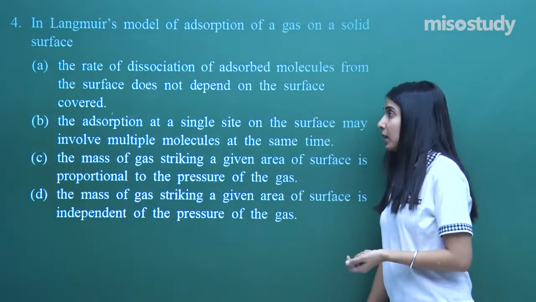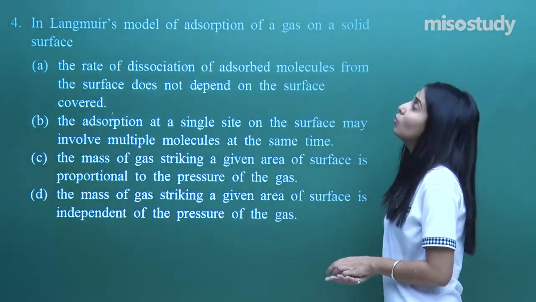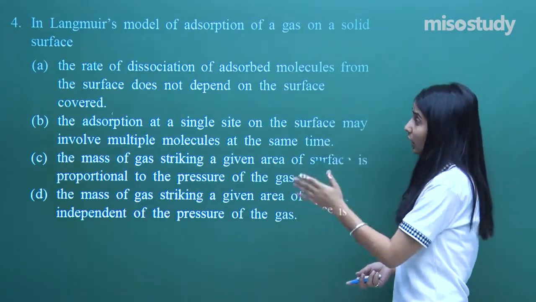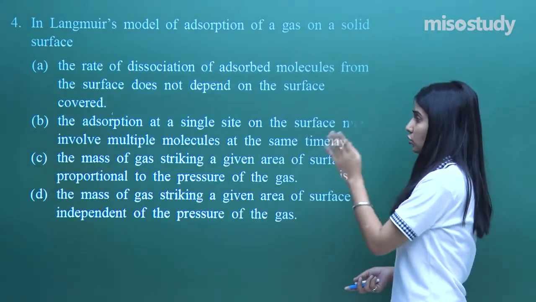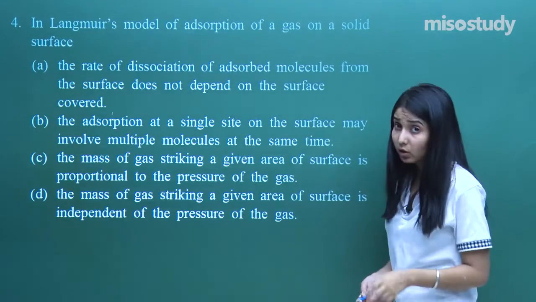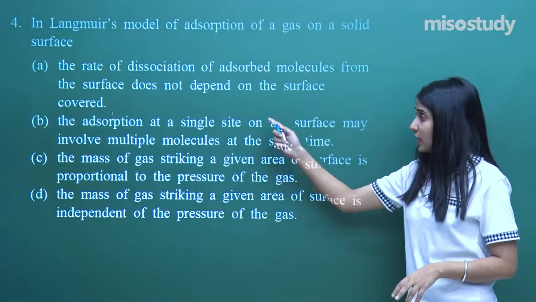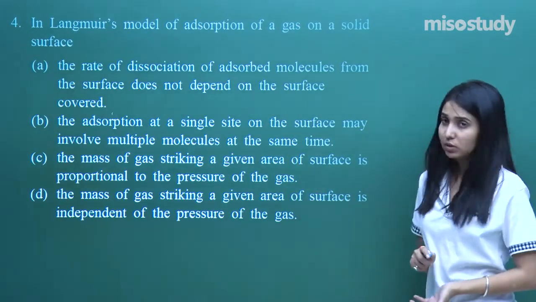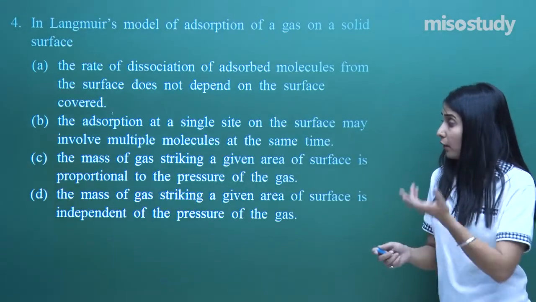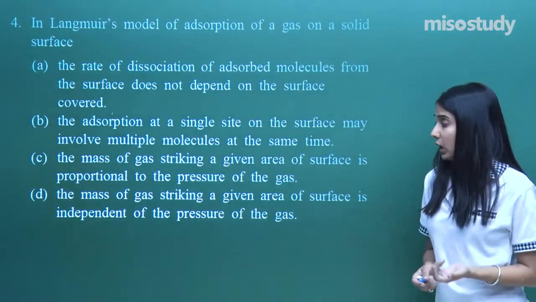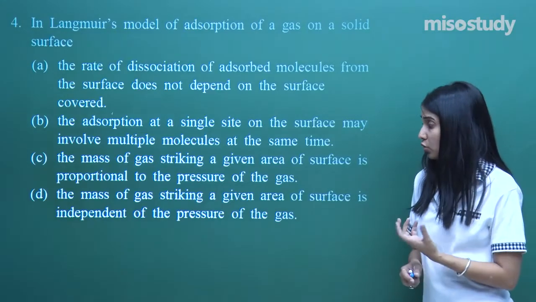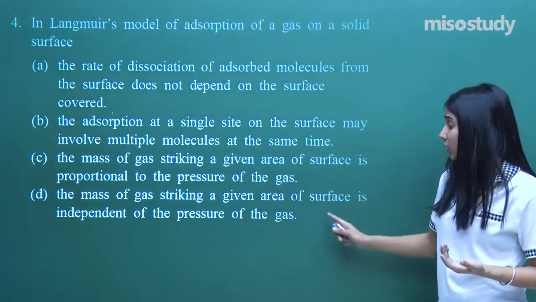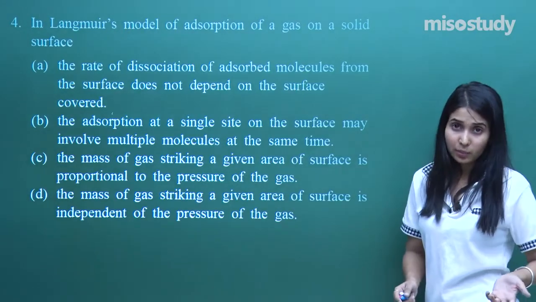What does it say? It says, in Langmuir's model of adsorption of gas on the solid surface, the rate of dissociation of adsorbed molecules from the surface does not depend on the surface covered. The adsorption at a single site on the surface may involve multiple molecules at the same time, or the mass of gas striking a given area of surface is proportional to the pressure of the gas, right? The mass of the gas striking a given area is independent of the pressure of gas.